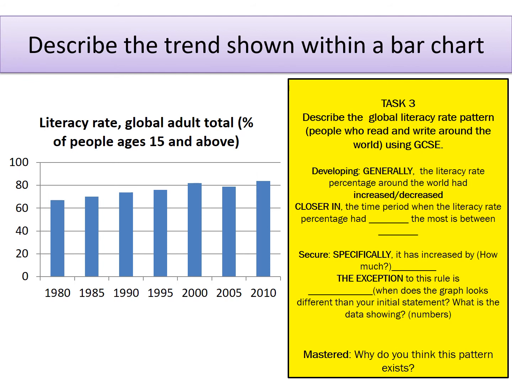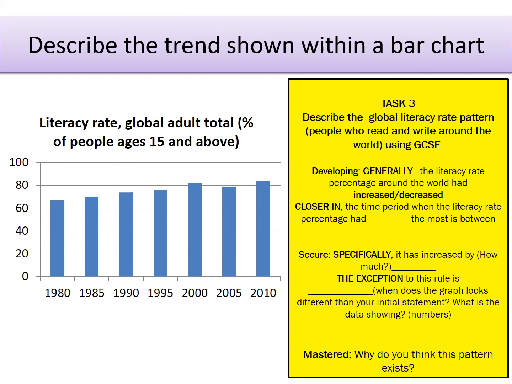For the developing task, you'll have to give the general trend. So has the literacy rate percentage around the world increased or decreased? You'll have to also look closer in and describe the time period when the percentage had increased or decreased the most. So what are the years? For the secure task, you have to be more specific. How much it has increased? You have to give the numbers, you have to do the math. And also give the exception.